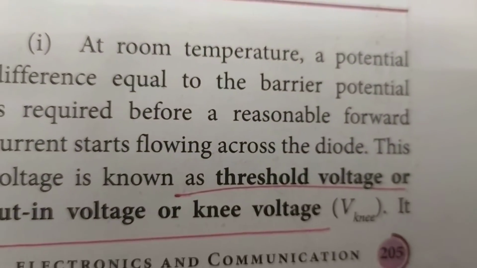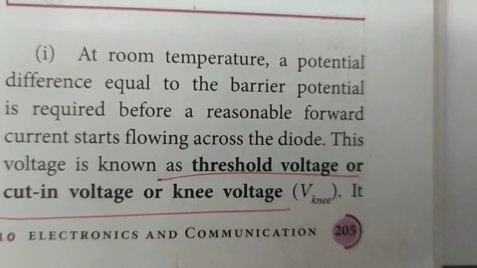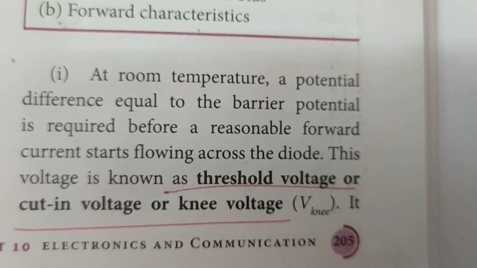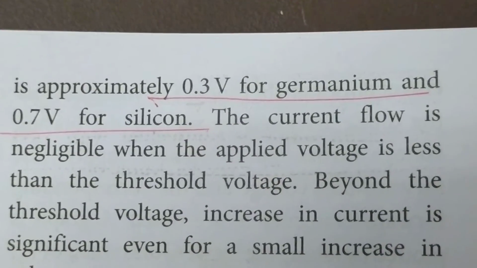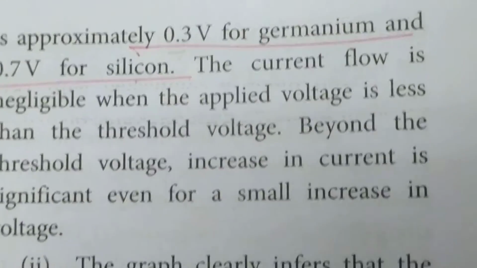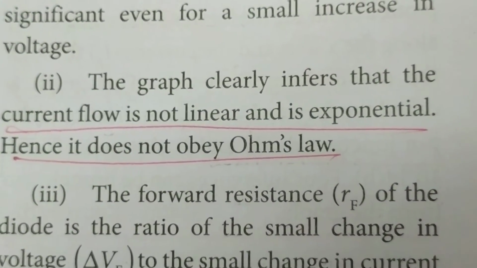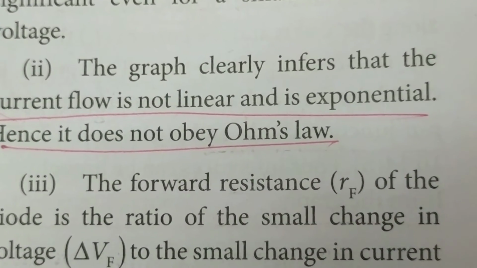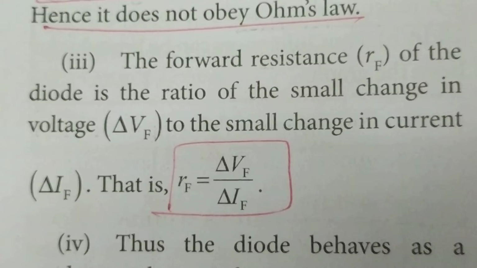So what is knee voltage? At room temperature, a potential difference equal to the barrier potential is required before a reasonable forward current starts flowing across the diode. This voltage is known as threshold voltage or cut-in voltage or knee voltage. Here the barrier potential is 0.3 volt for germanium and 0.7 volt for silicon. And when you see the graph, it is not linear, it is exponential in nature, and so it does not obey Ohm's law. Only a linear graph will show obedience to Ohm's law.